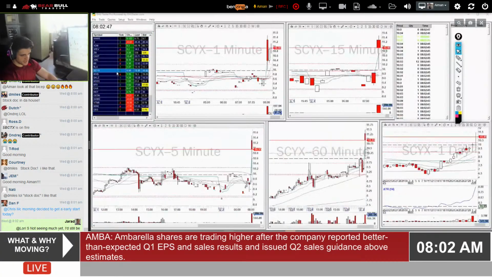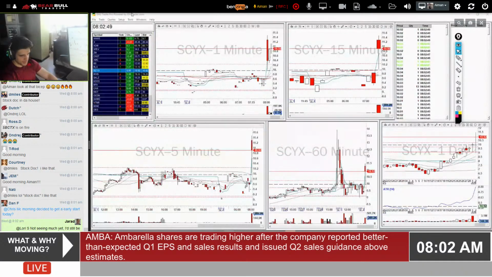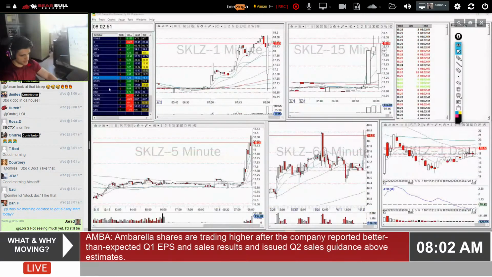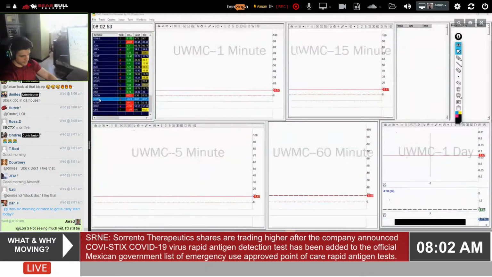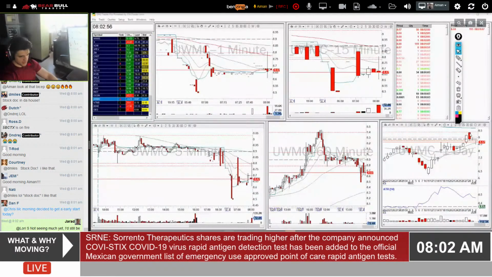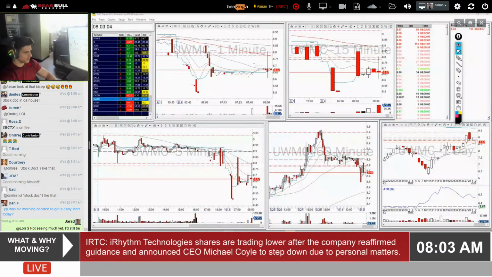The reason I don't love to use the gappers list a lot is because sometimes stocks just gap up so much above the average true range move. For example, this one gapped down around 30 cents, and the average true range of this thing is somewhere around 40 cents. So it has like 10 cents more to run.